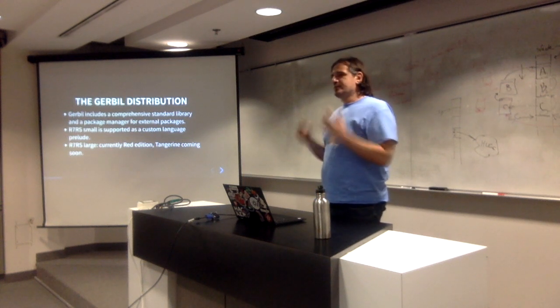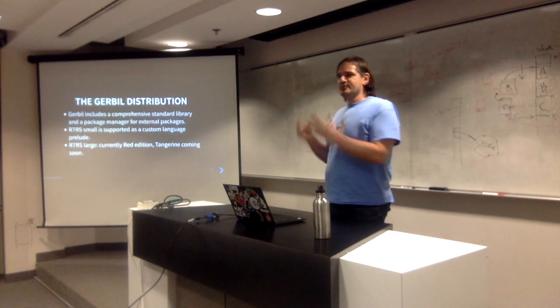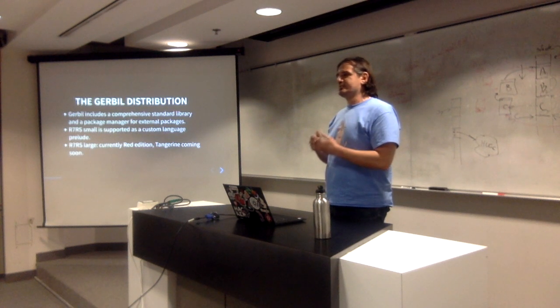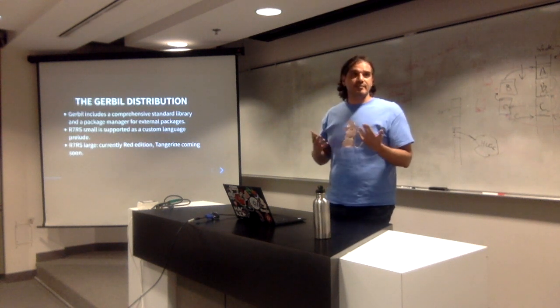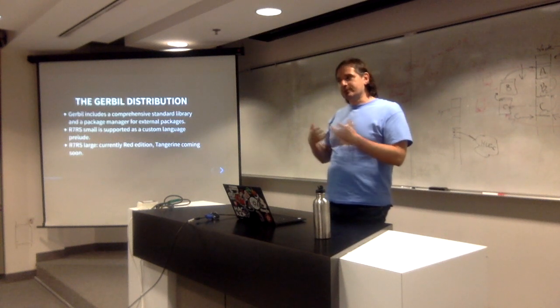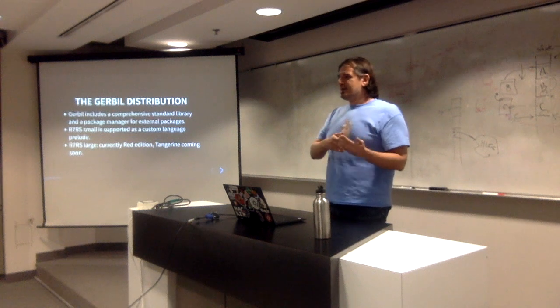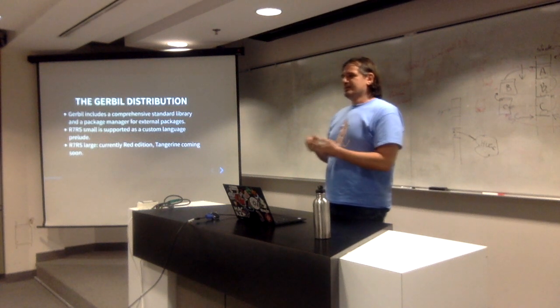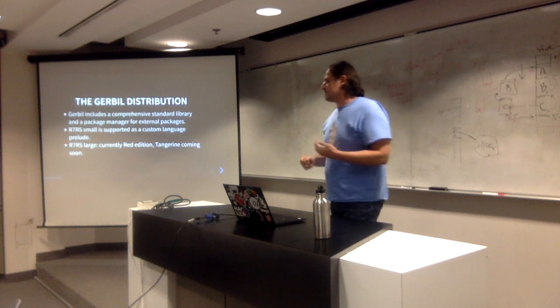When you download or install Gerbil, you get the Gerbil distribution. This includes the core language, but it also includes an extensive standard library that has lots of stuff that you need for practical programming. So it's not naked like Gambit, which tries to be minimal. We try to be a bigger language. One way to think about it is that Gambit is C and Gerbil is C++ on top. That's how I like to put it.